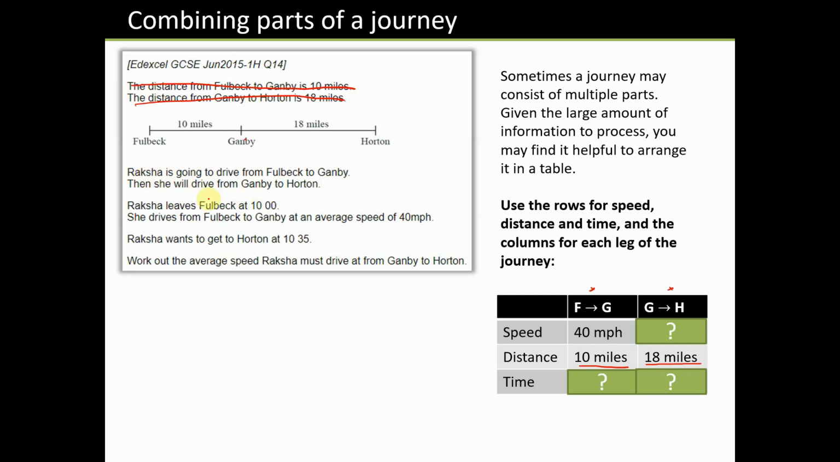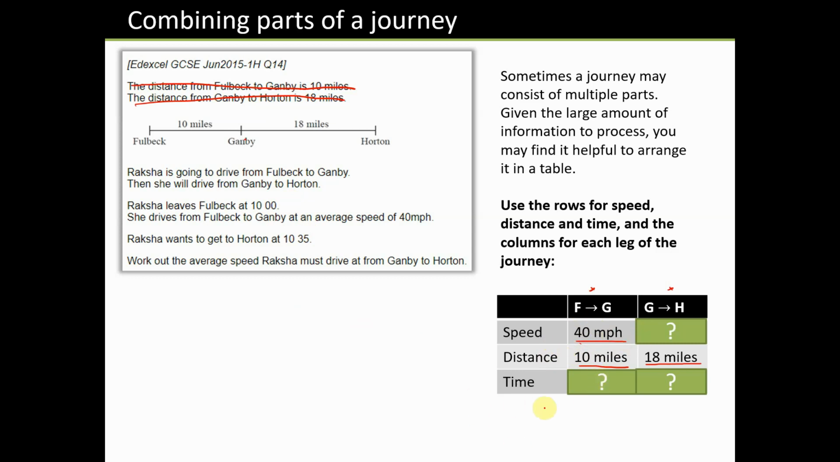They're going to drive, blah blah blah, leaves at 10 AM. She drives back with an average speed, so she drives from F to G with an average speed of 40. That's why I've put that there in the F to G line. She wants to get there by 10:35. That's not going to be something we're going to do any calculations with. Once we get our answer, we're going to check if she's done it in less than 35 minutes to get from 10 to 10:35. But can you see from this table that all this is doing is just organising our information.